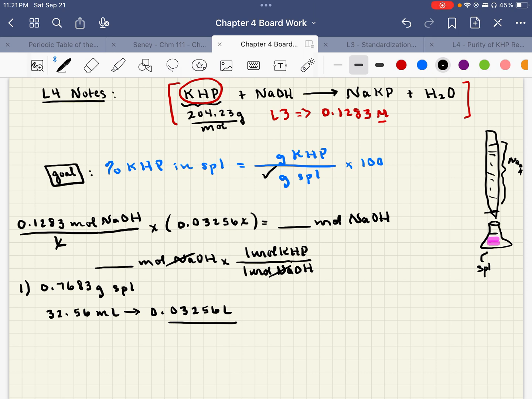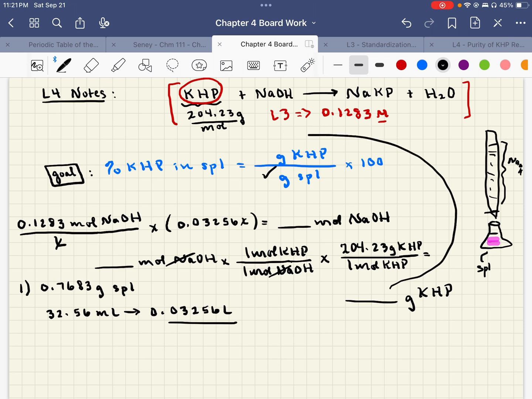And then notice here, we're still looking for mass of KHP. Right now, if I were to stop, we would be in moles of KHP. So I've got one more conversion to do. And that conversion is for every 1 mole of KHP, we have 204.23 grams of KHP. And that's going to give me mass of KHP in my sample. So finally, I have the number that will go up here into my mass of KHP per mass of sample. I multiply it by 100, and I can get my percent KHP in the sample.